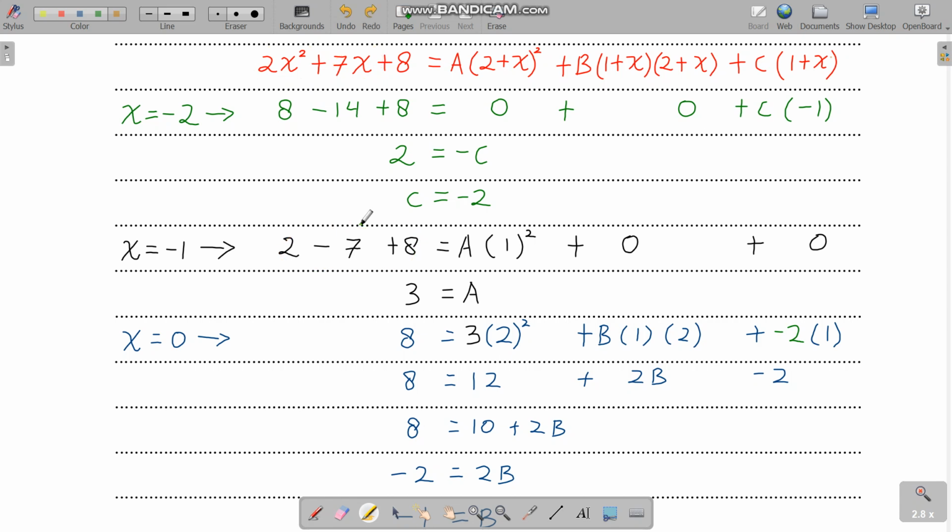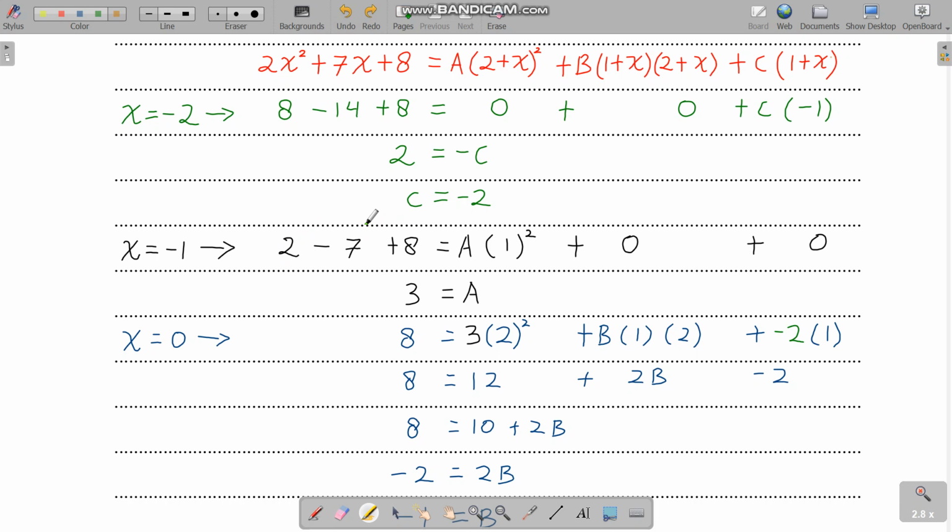And if we plug in minus 1, here we get 2 minus 1, which is 1, 1 squared is 1, so we have only a. If we plug in minus 1 here, we get 0, plug in minus 1 here, we get 0. So now we have a equals from here 3.